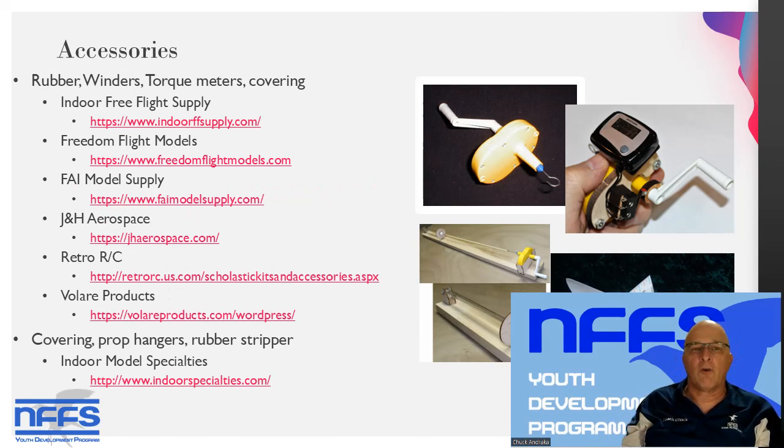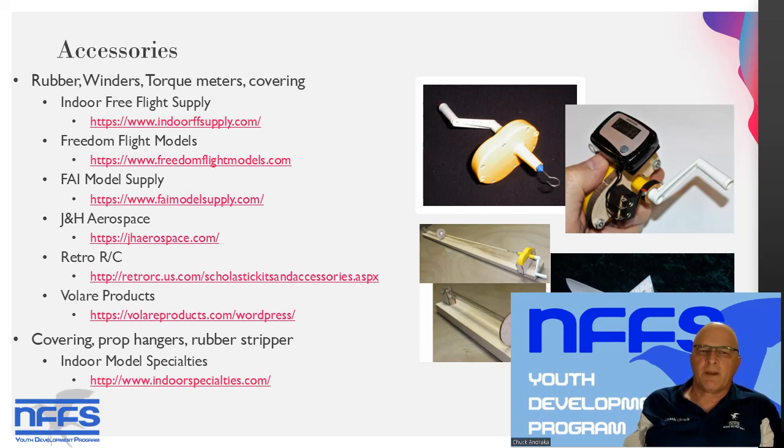Accessories are important: winders, rubber, torque meters, covering, prop hangers, all that kind of stuff. All of these people provide it. Indoor Free Flight Supply doesn't have any kits, but they excel in both entry level and high level tools and equipment. Freedom Flight Models, we already mentioned, they have a good supply of support tools, and they have a very nice twisting element torque meter. FAI Model Supply, primarily for prop hangers and for stock rubber sizes. And by stock, I mean 3/32, 1/8, 3/16, and so on, bulk rubber.